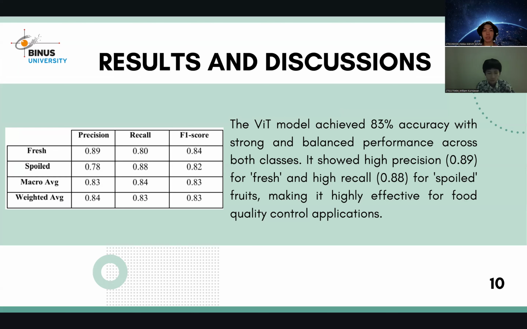While for the spoiled class, the recall reached 0.88, indicating that the model is very sensitive in recognizing damaged or rotten fruit. The macro average and weighted average values for all metrics, precision, recall, and F1 scores are in the range of 0.83 to 0.84, indicating a balanced performance in both classes with such robust and stable performance. The ViT model is very suitable for use in fruit quality inspection systems, especially in applications that require high accuracy and sensitivity, such as quality control in the food supply chain.